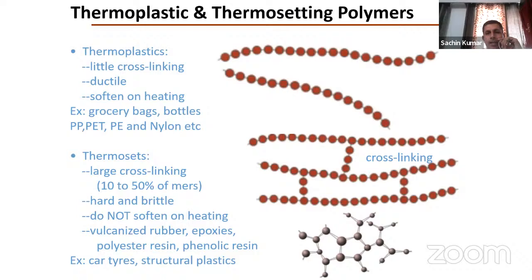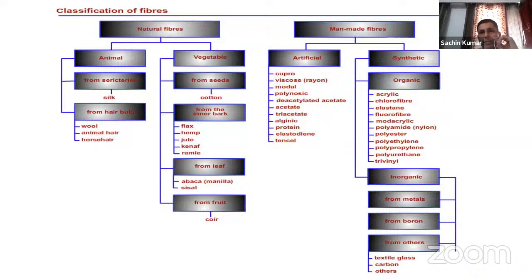Then classification of fibers. Fibers are broadly classified into two types, either natural or man-made. Naturals are further classified into two types: animal fiber or vegetable fiber. Animal fibers are like silk, and another is wool, which is obtained from hair. Vegetable fibers are further classified into four types. The fiber obtained from the seed coat is cotton. From the inner bark, that is flax, hemp, jute. From the leaf, sisal and abaca. And from the fruit, that is coir.